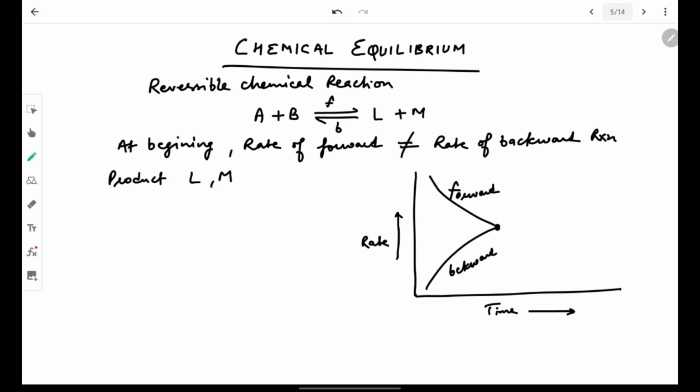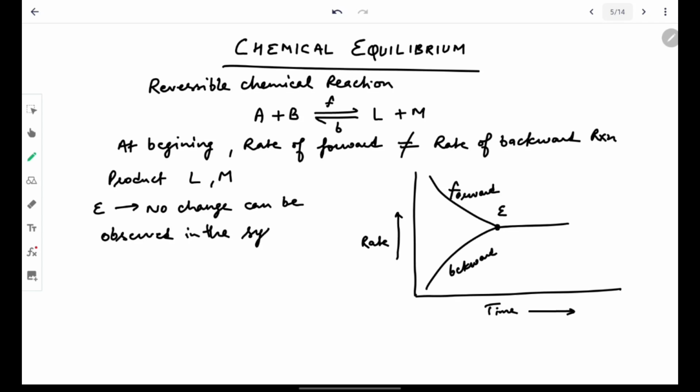But after some time we will reach a point where the rates of both reactions remain the same and there will be no observable change in the system. That means after this point E, no change can be observed in the system. Since we cannot observe any change, the system is said to be in equilibrium.